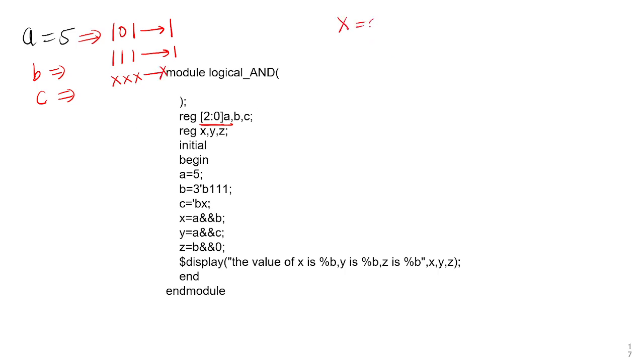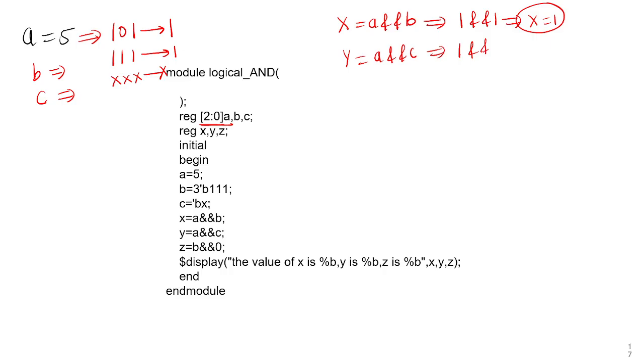So x equal to a logical AND of b. A logical AND of b means 1 logical AND of 1. So x equal to 1. And y equal to a logical AND of c. What is a, what is c? C is x. So 1 logical AND of 0 you are getting 0, 1 logical AND of 1 you are getting 1. So y equal to x.